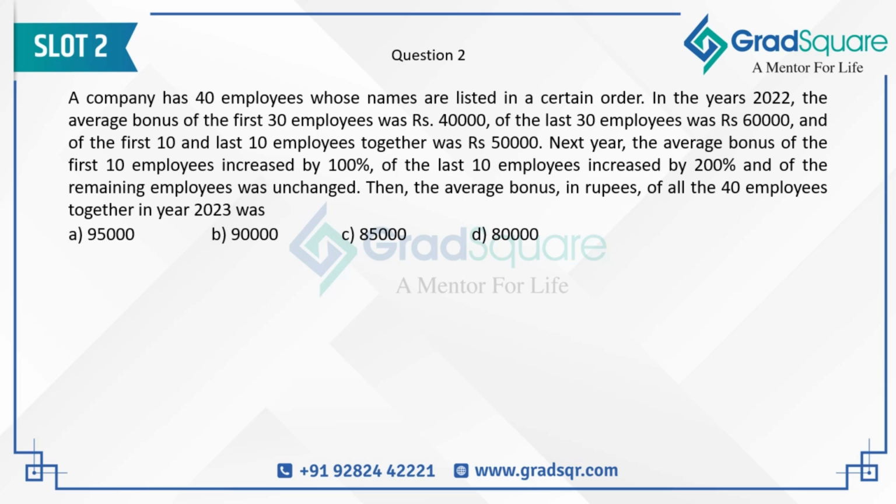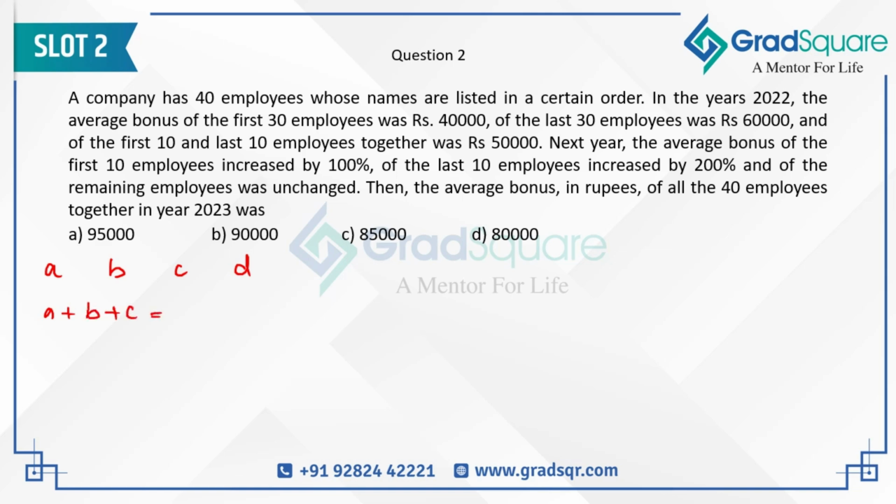So let me take some variables here. For employees, I'm going to put them into groups of 10. So for the first 10 employees, I'm going to keep it as X, or let me put it as A. And the next 10, that is 11 to 20, it is B. 21 to 30, it is C. 31 to 40, it is D.